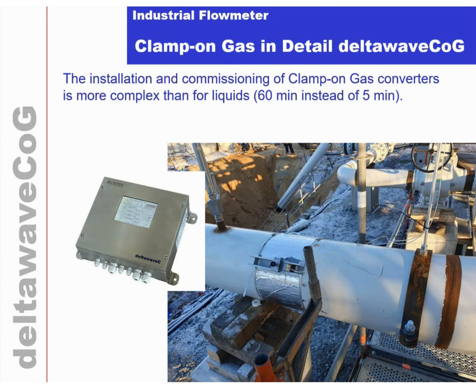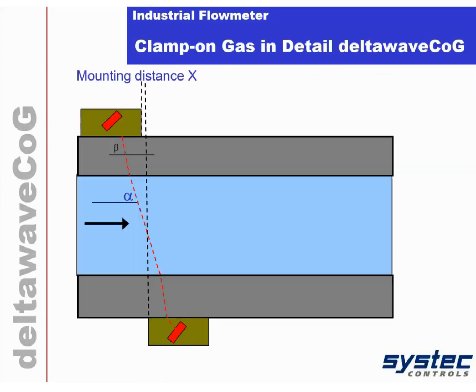For a clamp-on gas flow meter, you need a little bit more time and need to do a better job than for a clamp-on liquid flow meter. For a clamp-on liquid flow meter, usually if there is a rusty pipe or something like that, you clean it a little bit, you put the transducers on it. You can usually measure through the paint and everything. This is very easy. For a clamp-on gas meter, you need a little bit more work. I'll show you now why this is the case.